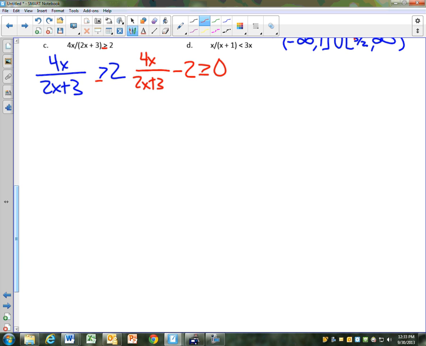Okay, I got to make it in one fraction, so what do I need to find? Common denominator is very good. 4x over 2x plus 3 minus 2 times 2x plus 3 over 2x plus 3 is greater than or equal to 0.